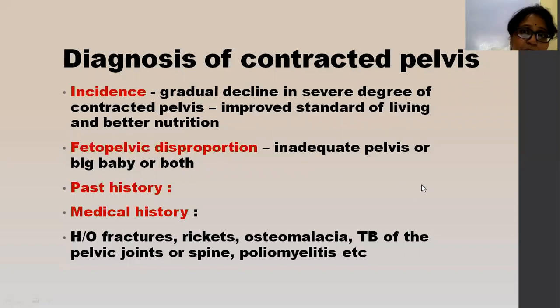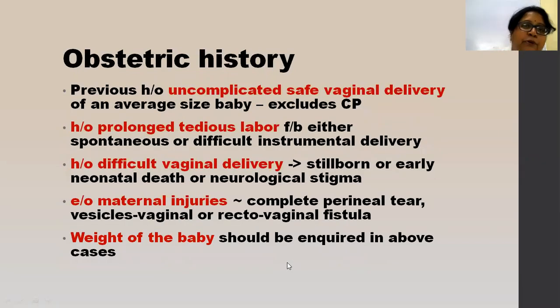And how do you diagnose? Diagnosis always starts with past history. In the past history, you have to take a detailed medical history: whether the patient has had any fractures, any vitamin D deficiencies in the past, like rickets. Is the patient now having any calcium or vitamin D deficiency? Whether the patient suffered from tuberculosis in the past, either of the pelvic joints or the spine, or any polio. So you have to take this medical history in detail. Next, you have to inquire about any injuries. Even the history of injuries should be asked.